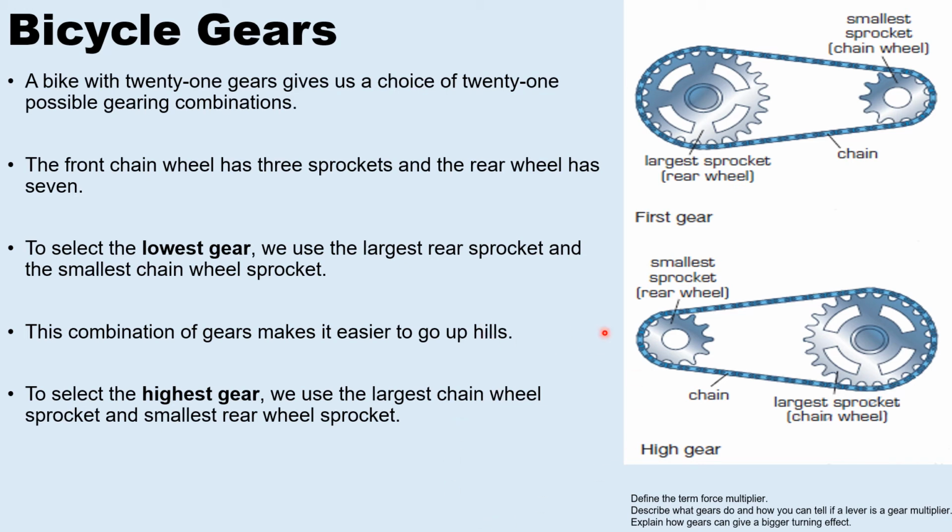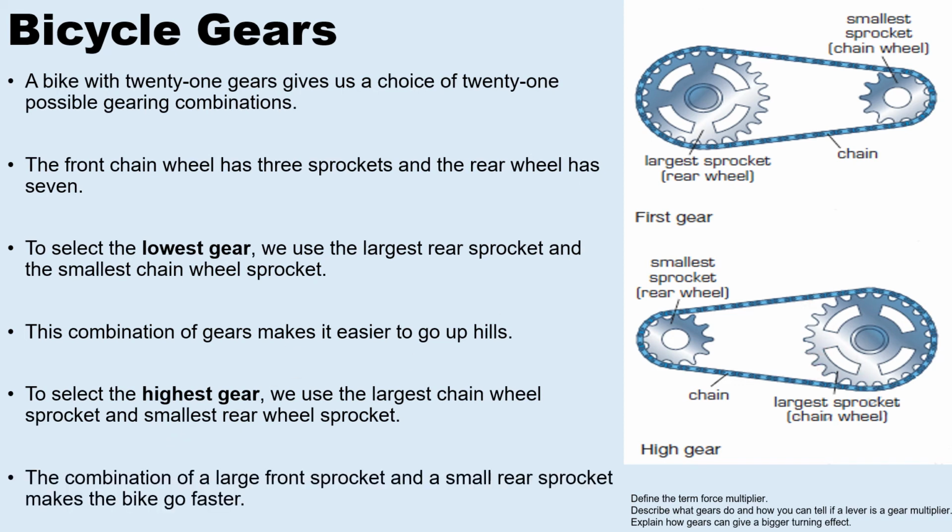So if you look at a bike, you'll see that it has 7 of these in a row. So it might have sort of 3 or 4 of these. So you've got a smaller one, and then you've got a medium one, and then maybe a bigger one. So whichever one you select depends on which gear that you select. So the combination of the large front sprocket and the small rear sprocket makes the bike go faster.